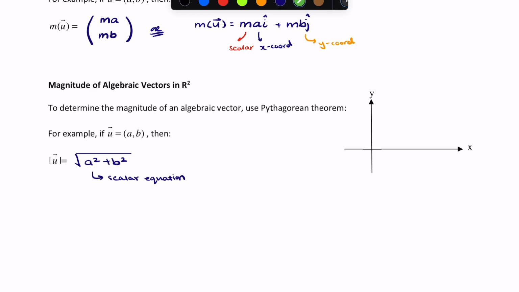So let's visualize it and draw it on the graph that's provided on the right. Here, if we have point a and our point b, our vector u will be equal to the square root of a squared plus b squared. Again, our point here is at (a, b).